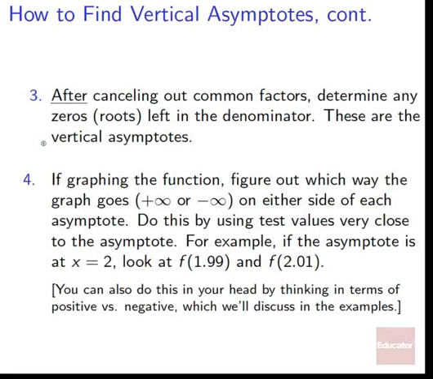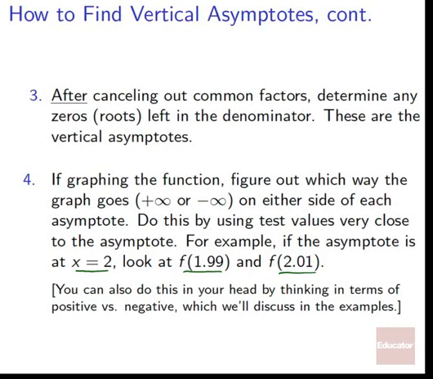Finally, an optional step, if we're graphing the function, is to figure out which way the graph goes, positive infinity or negative infinity, on either side of each asymptote. You can do this by using test values that are very close to the asymptote. For example, if we had an asymptote at x equals 2, we might want to check f at 1.99 and f at 2.01. They're very close to the asymptote, so we'll have an idea of where it's going.